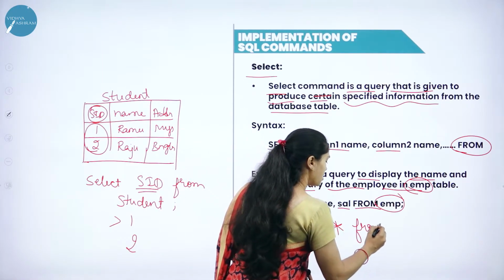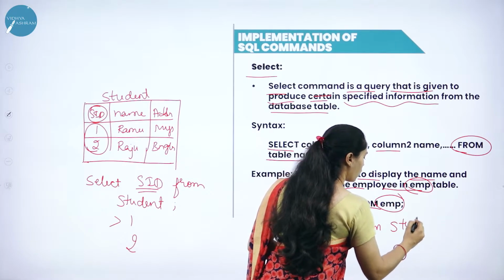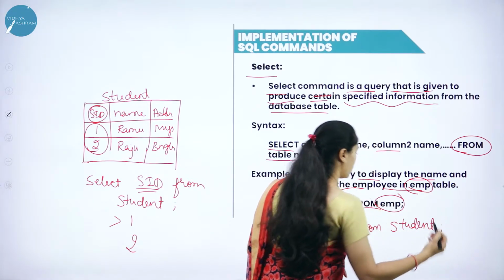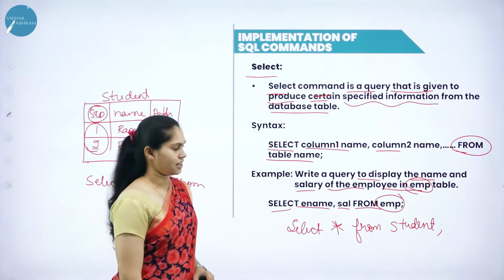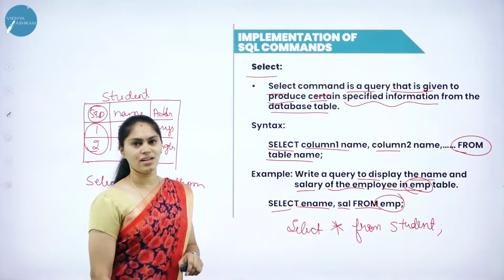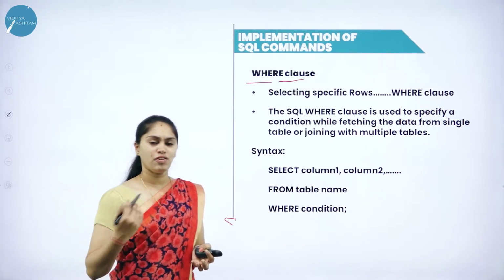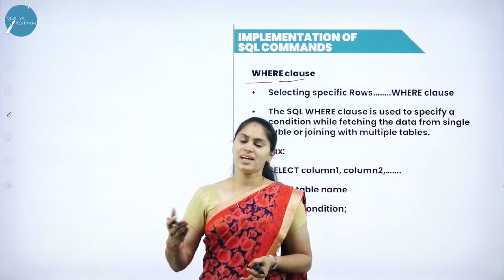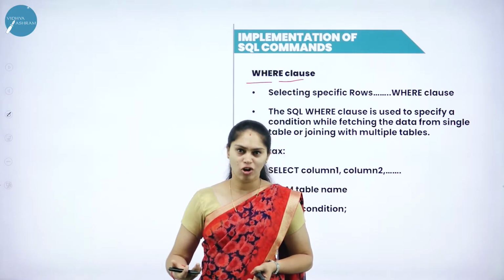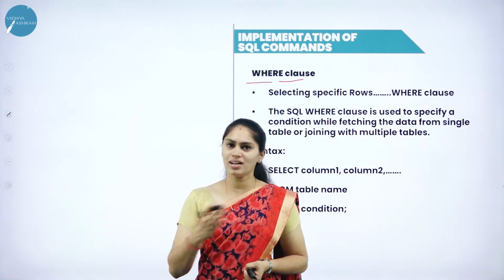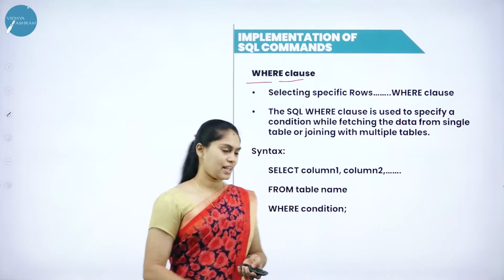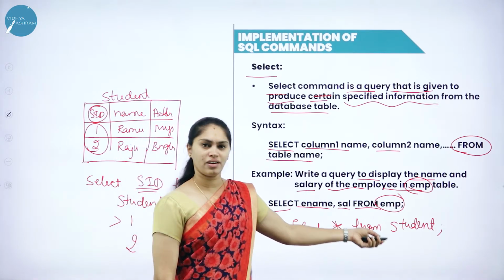Select star from student. At that time, all the columns will be displayed on the screen as the result. This is how the select statement works. So now we'll see about the where clause. If I want all the columns, I can mention the column names directly, or if I want all the content of all the columns, I can simply use select star from student.